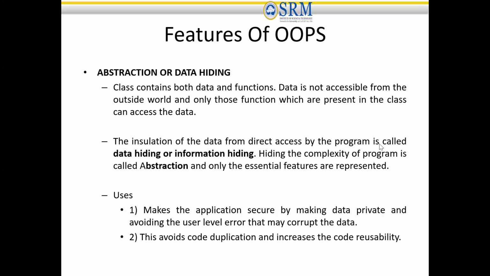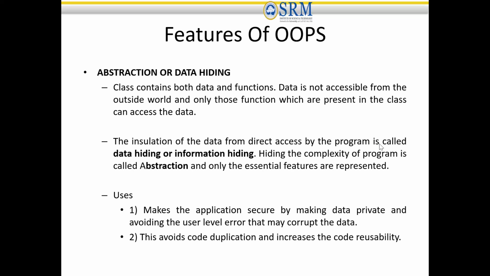Now come to data abstraction or data hiding. Hiding means that with the help of access specifiers, data can be hidden from the external world. That we can call abstraction also. Abstraction or data hiding: a class contains both data and functions, as already discussed. Data is not accessible from outside. Only those functions which are present inside the class can access it. So if we forget to give the access specifier, by default the C++ compiler will take that data member as private.